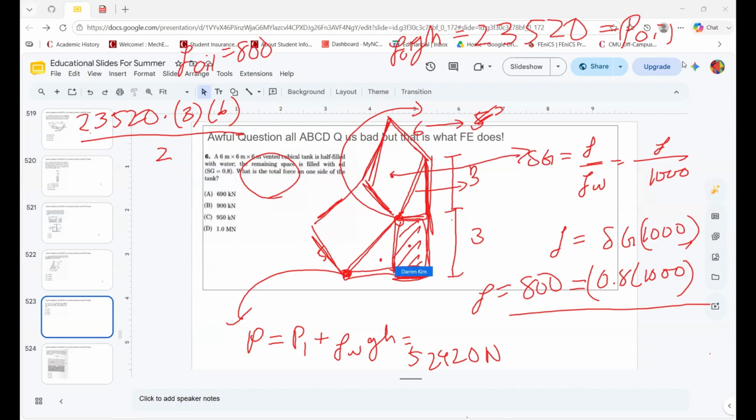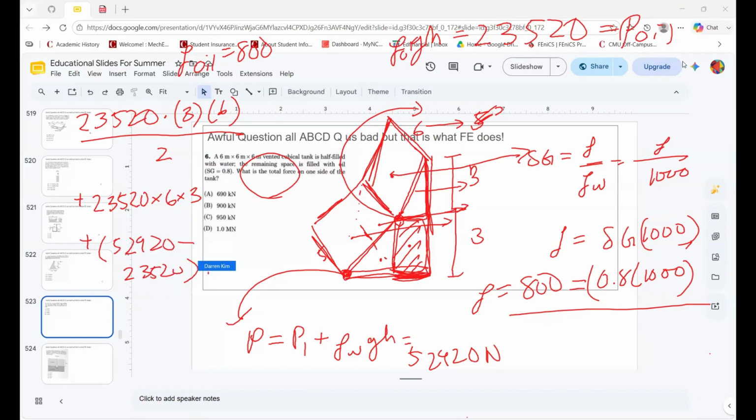Now over here, we need to do the same thing. We do the force over here, and then another force over here. So what that means is you're going to do plus whatever this is, so 23520 multiplied by 6 multiplied by 3. That will give you the plus. And then over here is an interesting one. Because we have 52920 minus 23520 in parentheses. And then we're going to be multiplying 3 and 6 and then divided by 2 again. And once you plug it into your calculator, it should be the right answer.